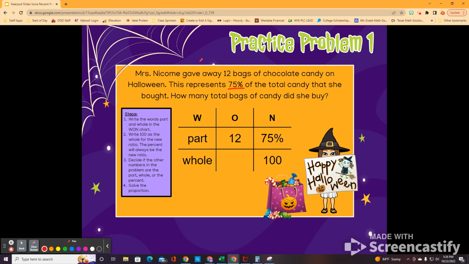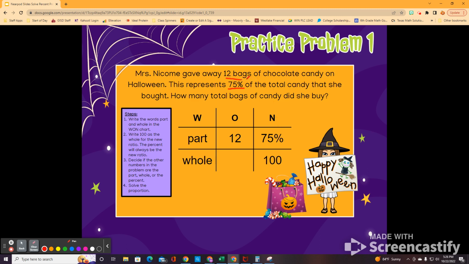We have part over whole. And in the problem, I notice it says 75%. So 75% is the part out of 100%. And so that's why 75% needs to go at the top. And just for the sake of it being easy, we go ahead and we put 100 all the way to the right in the new ratio column, always. And our percent will be out of 100, so it's stacked on top of that.